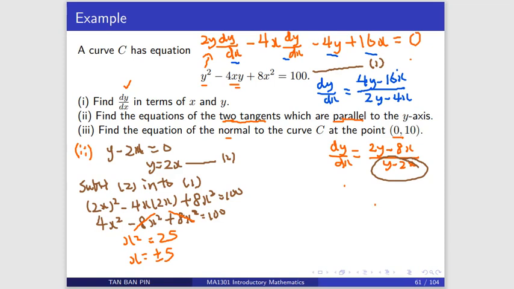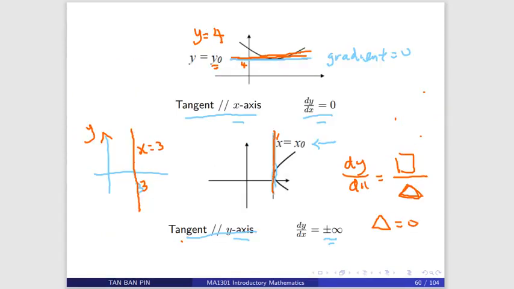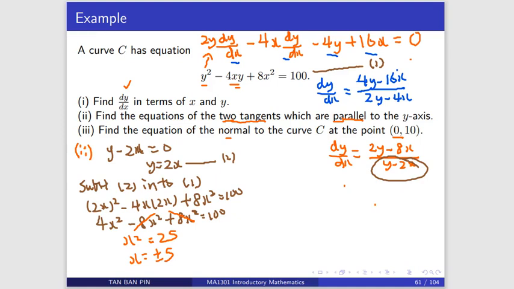Remember just now we had this. If you have a vertical line, the equation is just of the form x equals x naught. Like what I mentioned here, if x is 3 it means the equation of the tangent line is x equal to 3. So the answer to part 2 is that there are 2 vertical tangents, 2 tangents parallel to the y-axis, and the equations are x equal to 5 and x equal to minus 5.